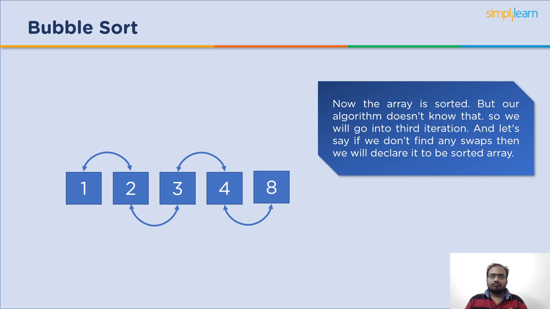So it will check between 1 and 2, there is no swap. It will go to 2 and 3, there is no swap. 3 and 4, no swap. 4 and 8, no swap. So now when the algorithm registers that in the complete iteration there were no swaps, then it will declare this array as sorted. Let's try this in Visual Studio Code.